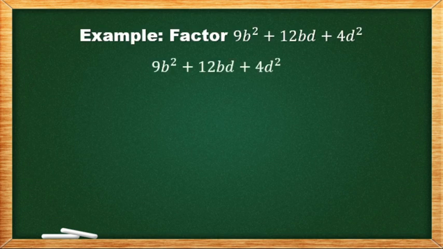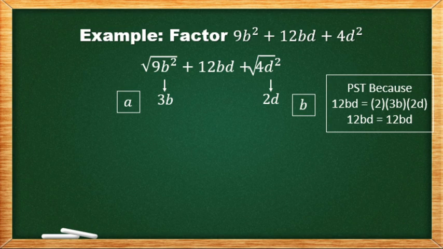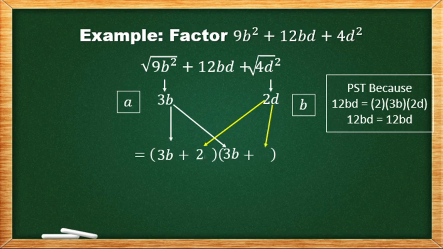Another example. Factor 9b squared plus 12bd plus 4d squared. Square root ng first term, 3b. That's our A. Square root ng last term, square root of 4d squared, 2d. That's our B. O, PST yan ha. So, first pattern o second pattern? First pattern, kasi plus. Ilagay natin lahat ng value ng A sa first term ng binomial. So, that's why 3B, 3B. Ilagay naman natin ang second term, yung value ng B. That's why 2D, 2D. So, our final answer is open and close parenthesis of 3B plus 2D squared.